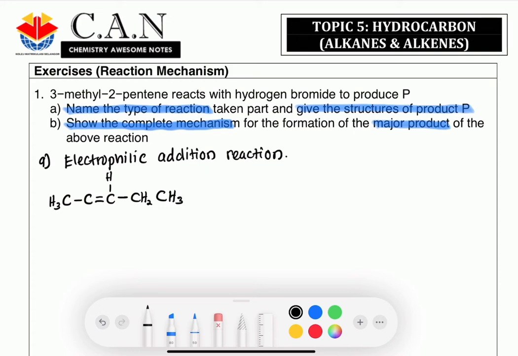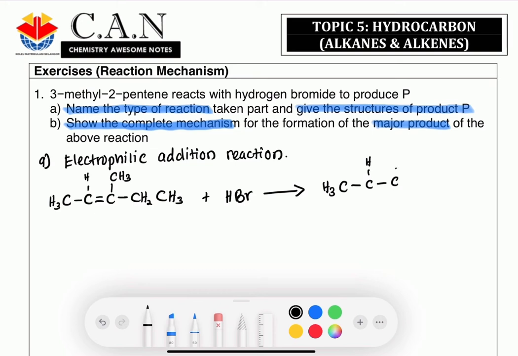However, it gives you 3-methyl. So 3-methyl means, as you know, this is carbon number 1, number 2, 3, 4, and 5, and therefore our methyl will be here. Now, this will react with hydrogen bromide to produce this product. Don't forget to consider the Markovnikov rule.